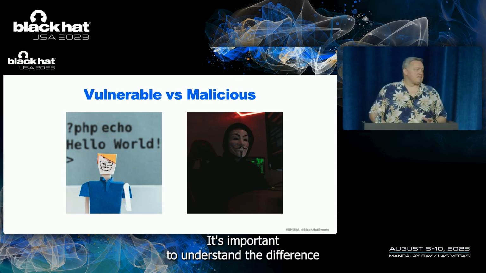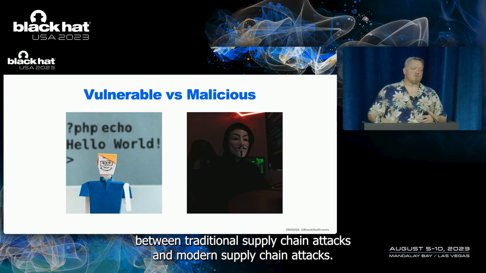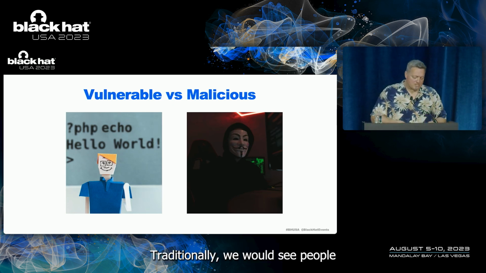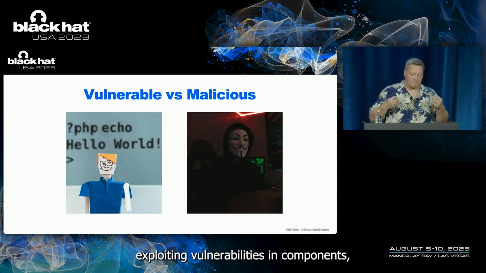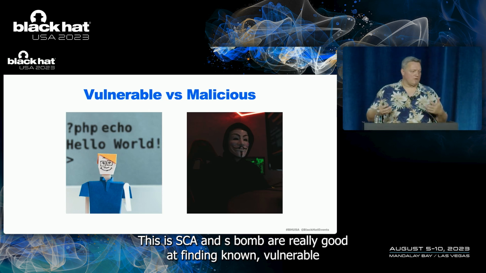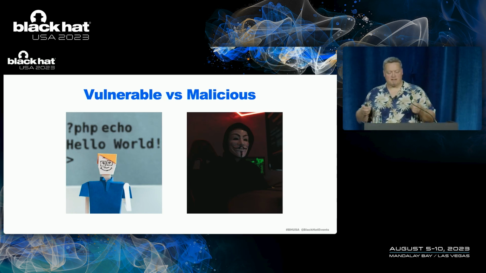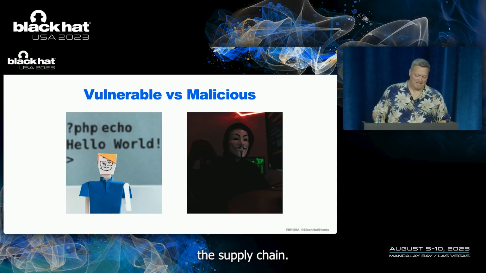It's important to understand the difference between vulnerable and malicious. And to me, this is really the difference between traditional supply chain attacks and modern supply chain attacks. Traditionally, we would see people exploiting vulnerabilities in components, known vulnerable dependencies. This is what SCA and SBOM are really good at finding, known vulnerable. Modern supply chain attacks, though, are intentionally subverting the supply chain.